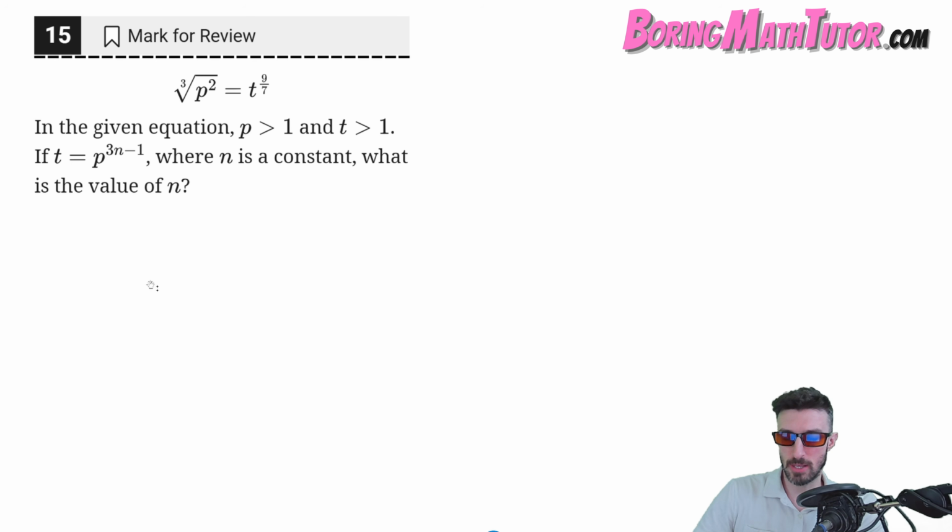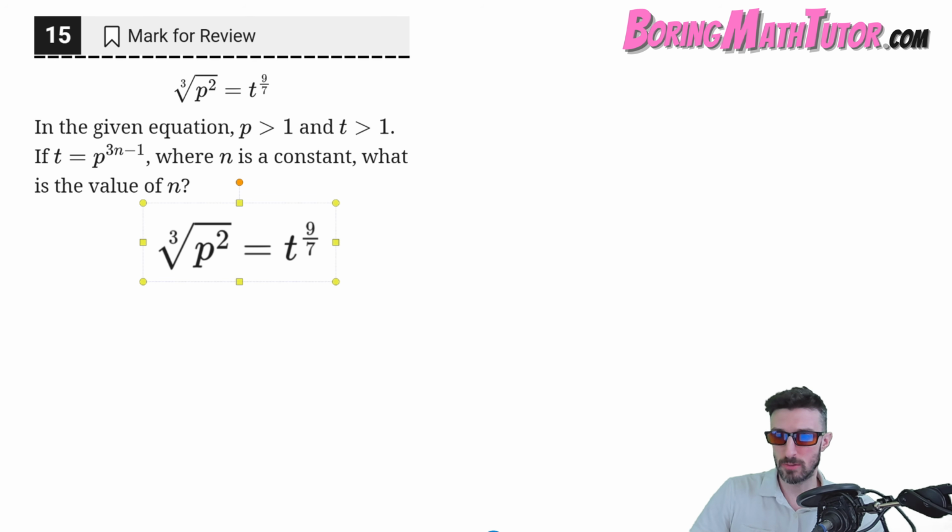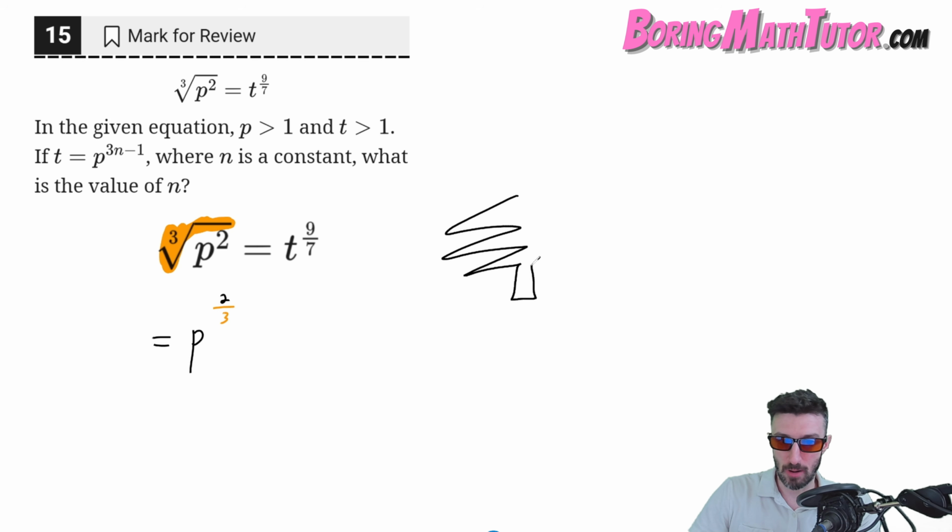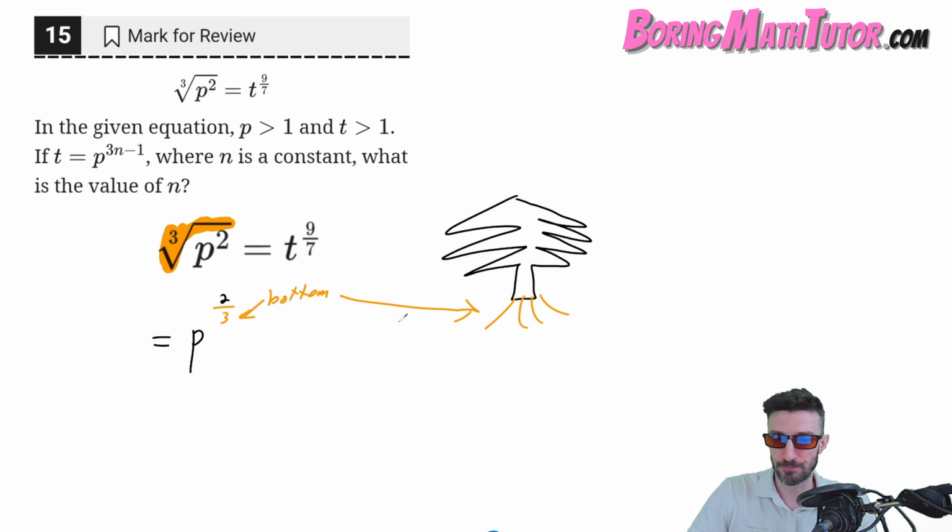All right, we got a nice easy one here. We want to start by taking this cube root and swapping it out for being the bottom of the fraction exponent. That's a very important rule to remember. You can remember that by remembering where you are going to find the roots of a tree. You're going to find them at the bottom of the tree.